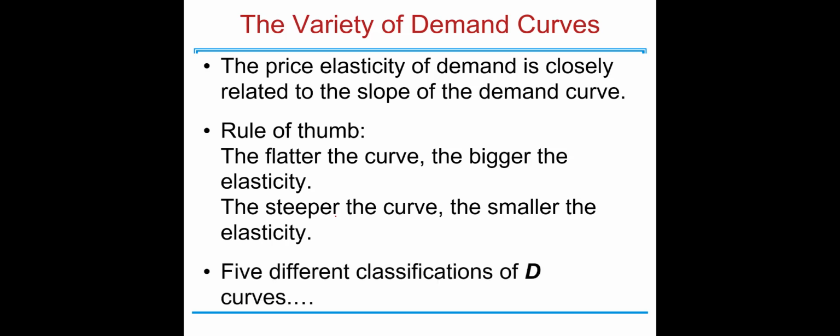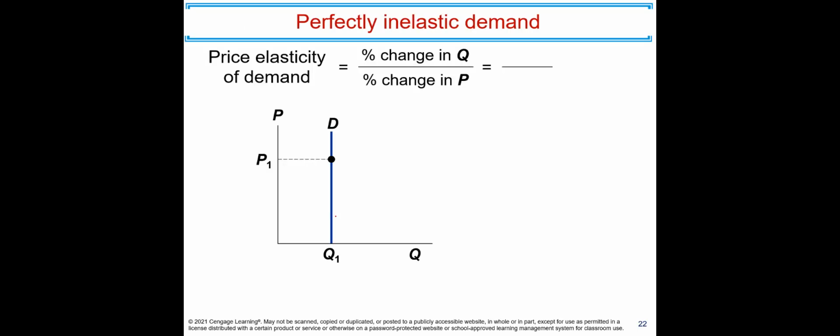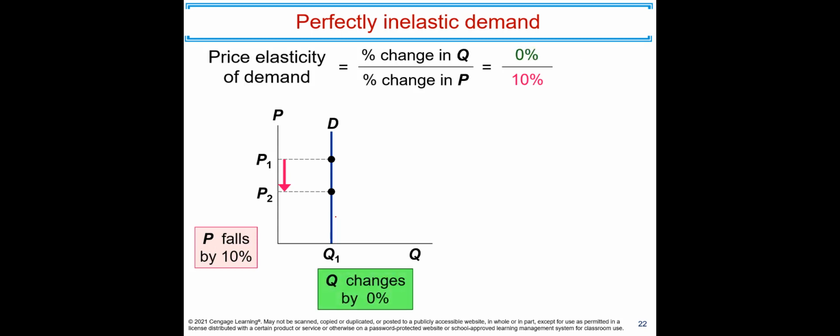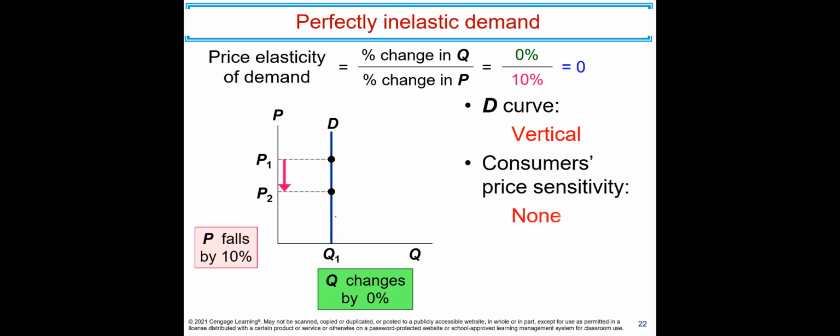We have 5 different classifications of demand curves. The first one is a vertical demand curve. Look, if you change price by 10%, let's say prices fall by 10%, the quantity doesn't change, quantity stays the same. Therefore, this is an example of a perfectly inelastic curve. Consumers' price sensitivity is none. Whatever the price, they buy the same quantity.